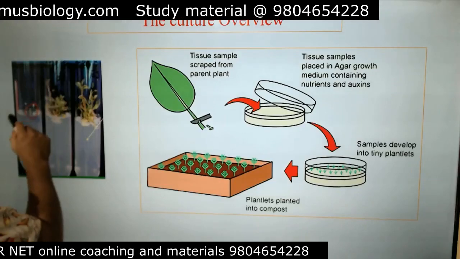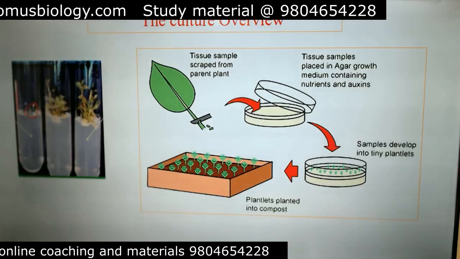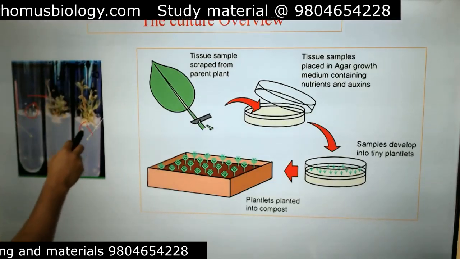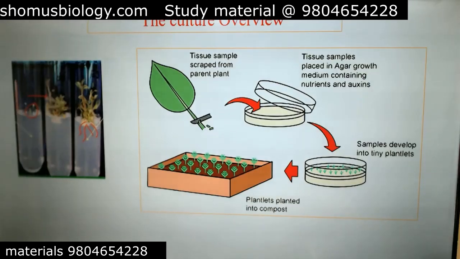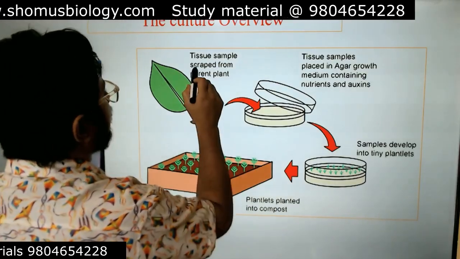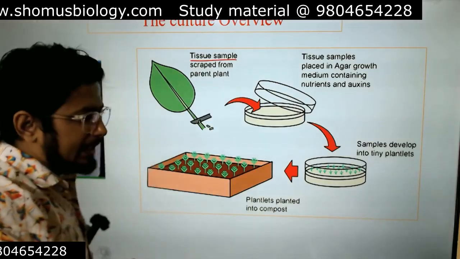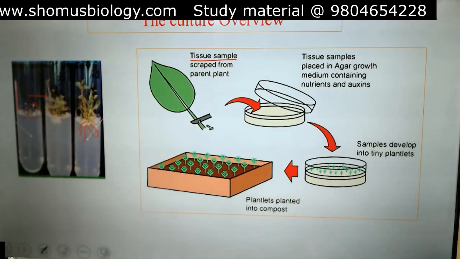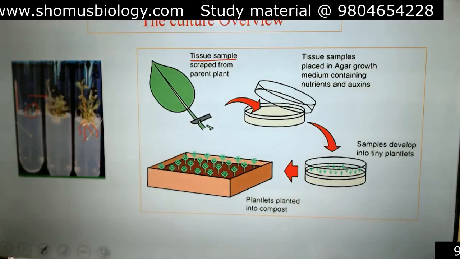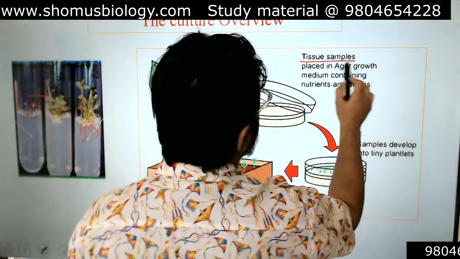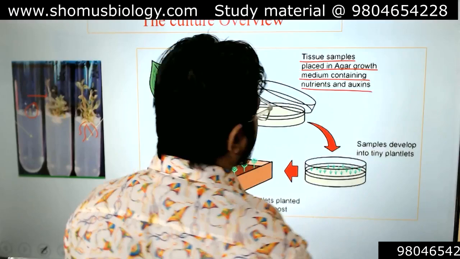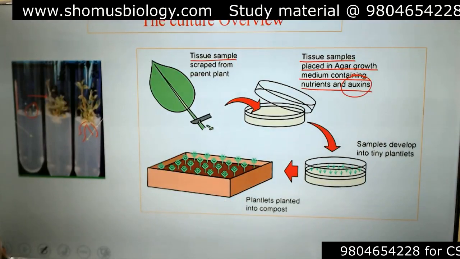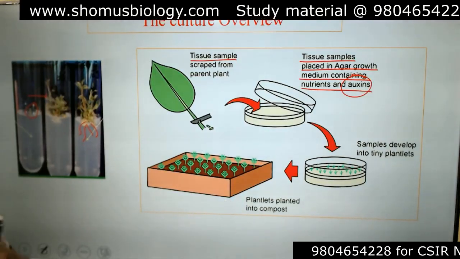So here you can see a small plantlet is plated even in a culture tube, and after a few days you will see the plantlets start coming out. Their roots and shoot structures are visible. So the simple process says the tissue sample can be taken from the plant source. That can be any place. That can be root tip, shoot tip, leaves, and also parts of the flower as well. So different parts of the body. If you take it, the tissue sample is placed in an agar growth medium containing nutrients and also containing growth hormone, that is auxin.